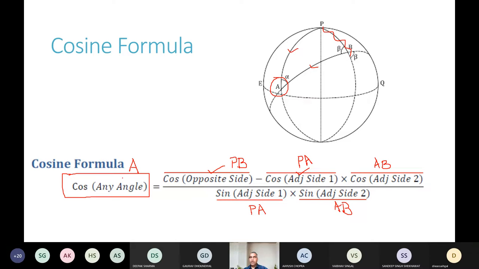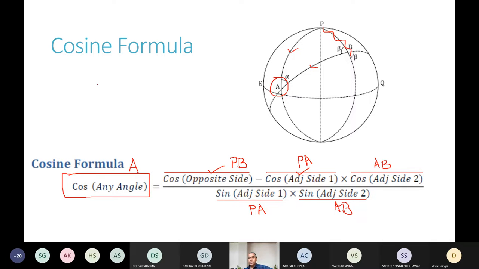Now, as you can see in the formula, if we know all the three sides of this particular triangle, PA, PB, and AB, we can calculate any angle of this triangle. We can calculate all the angles, okay? Because on the right side of this formula, you see there are all sides. So if all the sides are known to you, you can calculate any angle using this formula. So that's one usage of the cosine formula.